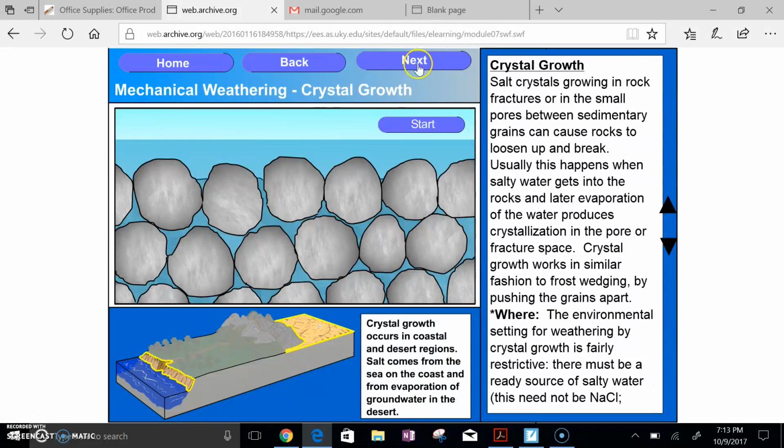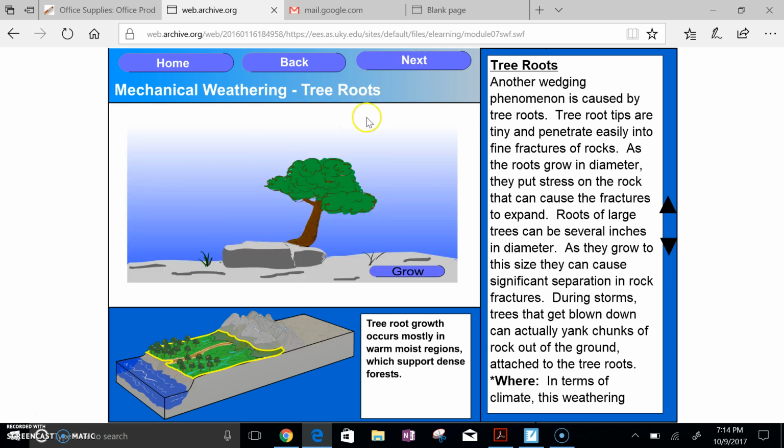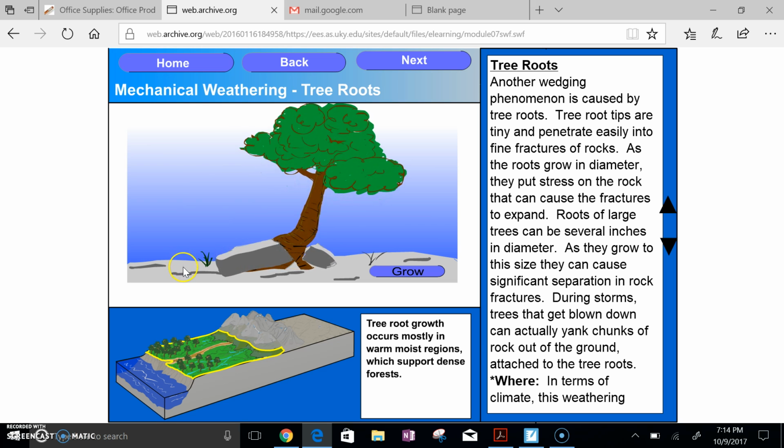Okay, next we have crystal growth. So if salt forms crystals in between mineral grains or in between any parts of the rock, they will actually expand and push the pieces of rock apart. Tree roots, mechanical weathering. Root wedging is when we have the roots growing into rock and pushing it apart and breaking it into smaller pieces.